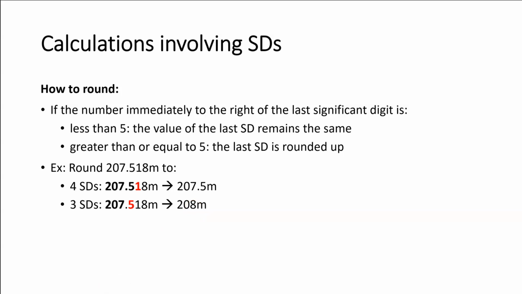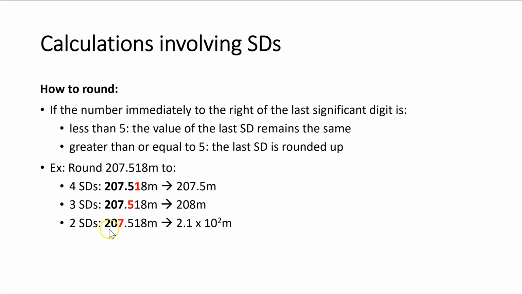If we were rounding 207.518 to only 2 significant digits, then the 0 here would be your last significant digit. You look to the right, and you're going to need to round up. But the problem is you can't write the number 210 using only 2 digits, sorry. So in this case, you will need to use scientific notation. So we want to have 210, but we're only using 2 significant digits, so we need to use 2.1 times 100, or 2.1 times 10 to the power of 2.